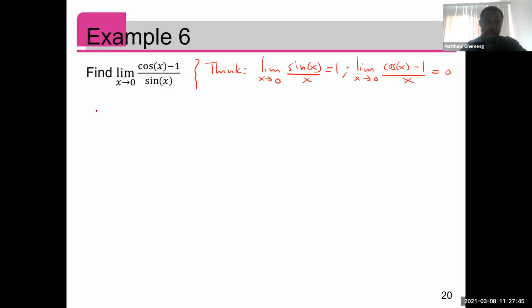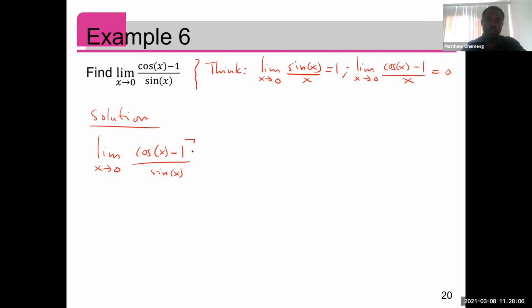With that in mind, let me try and solve this. I go limit as x approaches 0, cosine of x minus 1 over sine of x. So the question is, how do I recreate the sine of x over x in there? And how do I create the cosine of x minus 1 over x in there?